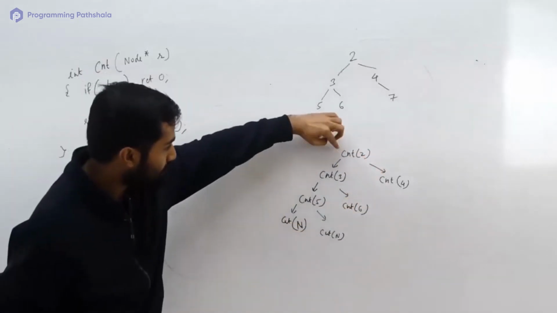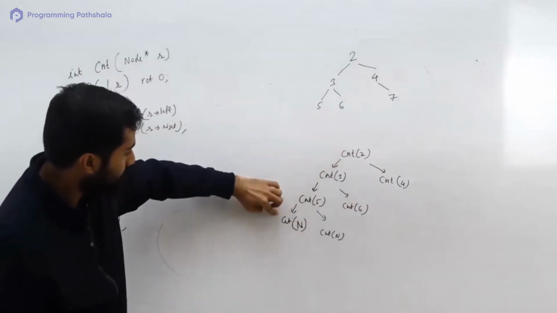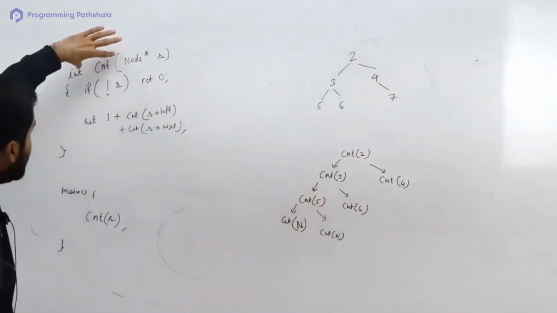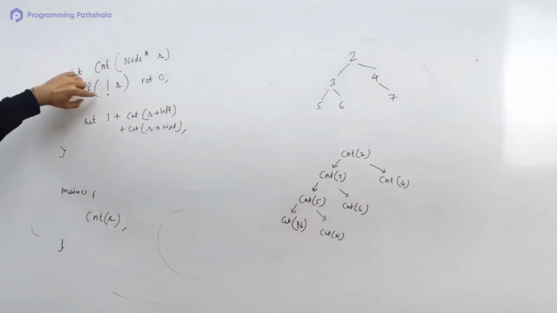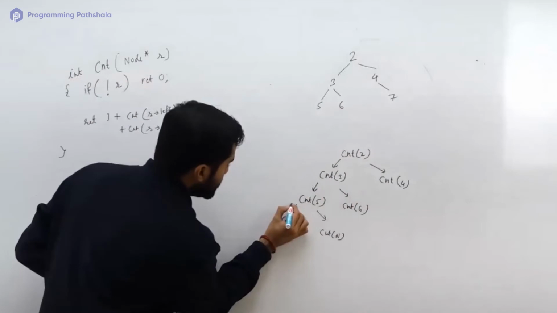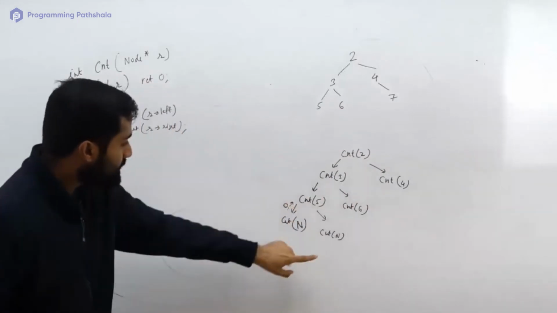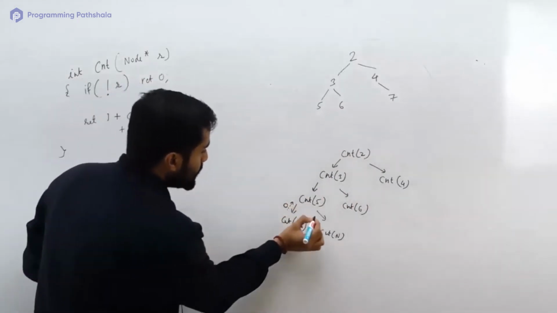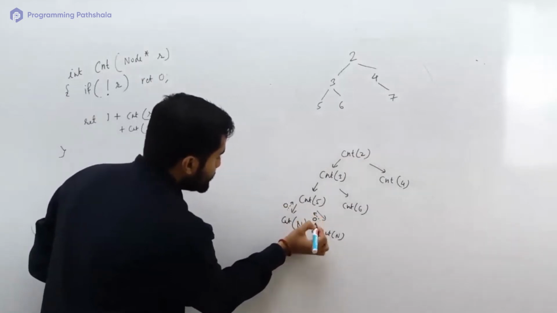So far, your computer has taken control from here to here, here to here, and then here to here. Now, at count of null, this condition will be true because the root is null. So you will return 0 from here. Similarly, at this count of null also, you will return 0 from here.